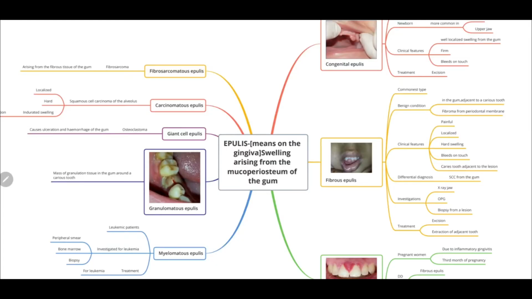Hi guys, in today's video we are going to be discussing epulis. Epulis means "on the gingiva". It is basically a swelling which is arising from the mucoperiosteum of the gum.